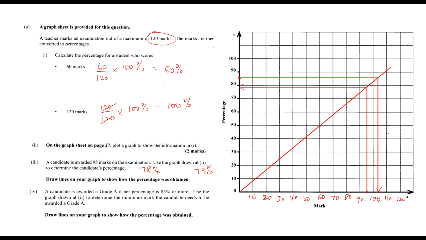Now I'm just going to do it based on calculation here. We want the mark for 85%. So 85% will really be a mark of 102. So you use your graph paper, but the answer should be 102 marks.